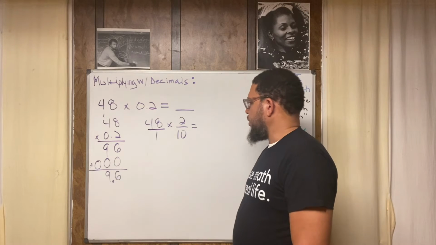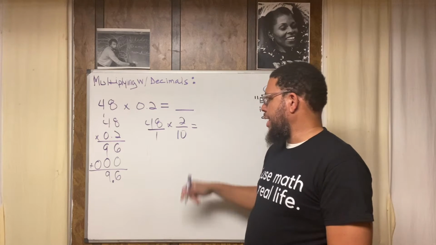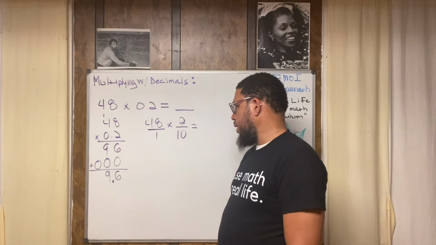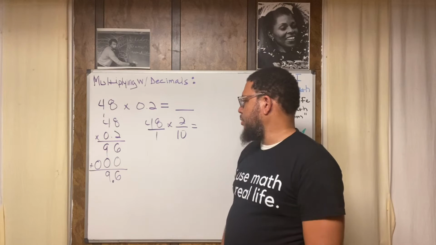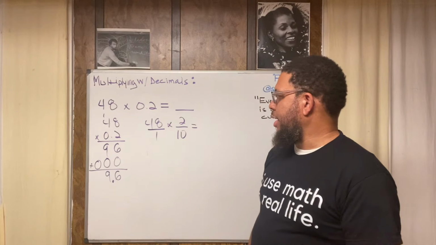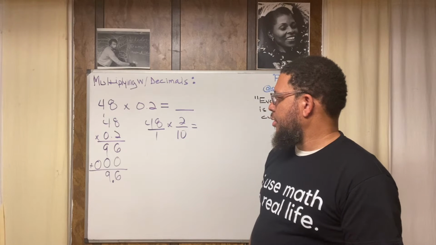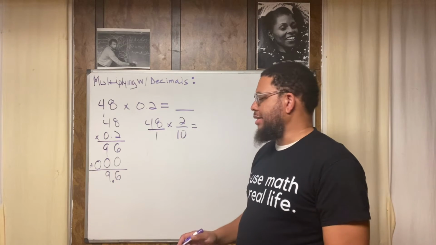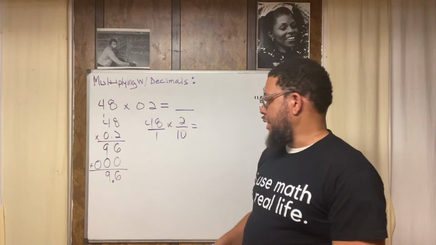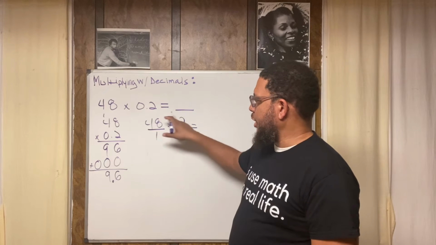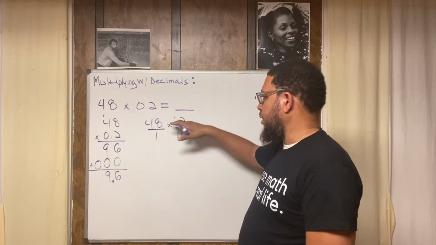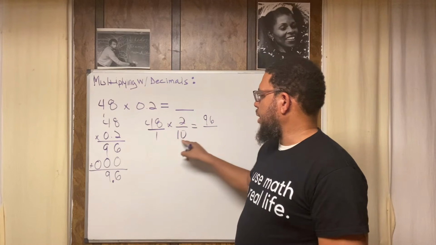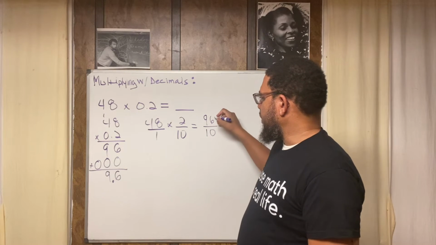All right, so now I could cross cancel. I could do that, but I don't really want to, because that's going to complicate things. Let's just multiply horizontally. 48 times 2 is going to be 96. 1 times 10 is going to be 10. So we got 96 over 10.